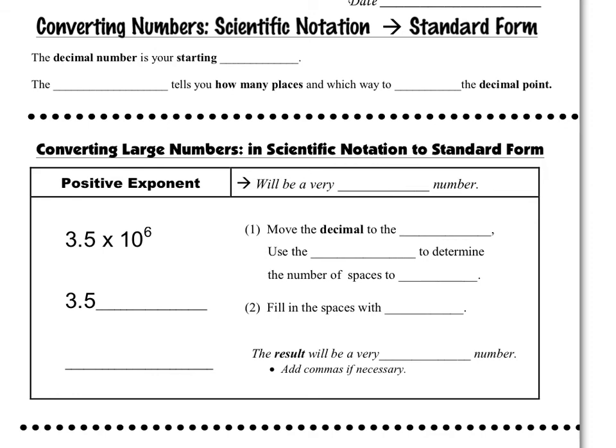So now we're going to go in the opposite direction. Now we have numbers in scientific notation that we want to convert to standard form. So the decimal point is going to be our starting point. We always start where the decimal is. And the exponent, or that power, tells us how many places and which way we move the decimal point. So if I have a positive exponent, I'm going to have a very large number. So here I have 3.5, or 3 and 5/10, times 10 to the 6th power. So I'm going to move the decimal to the right.